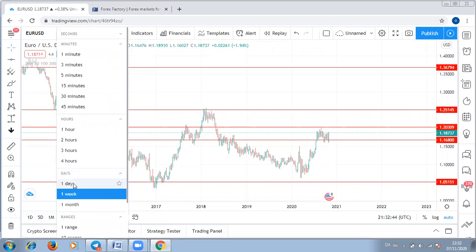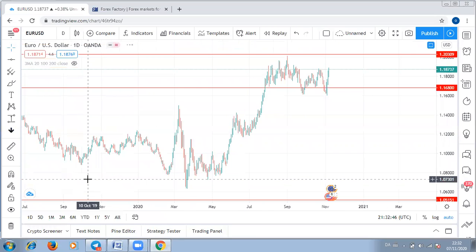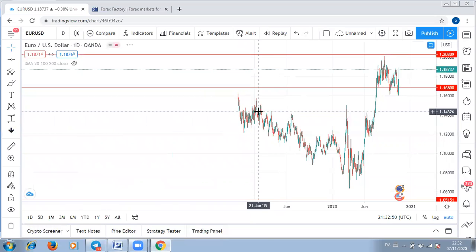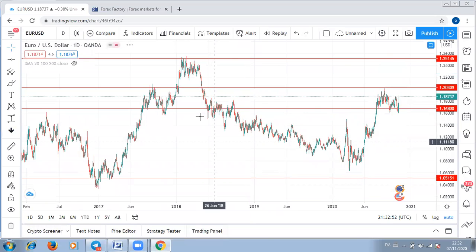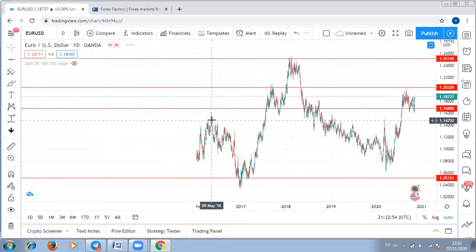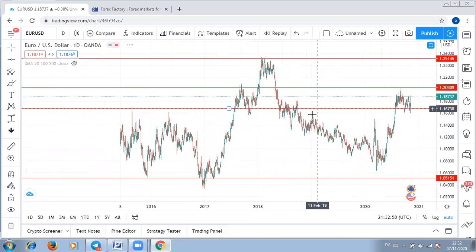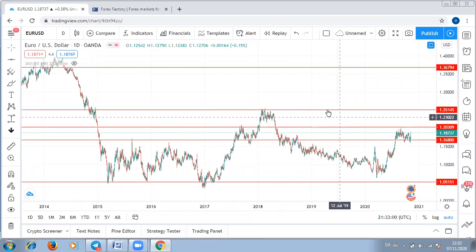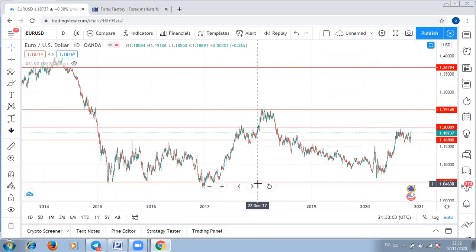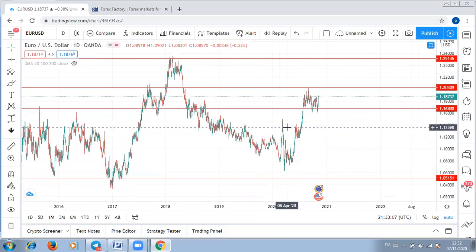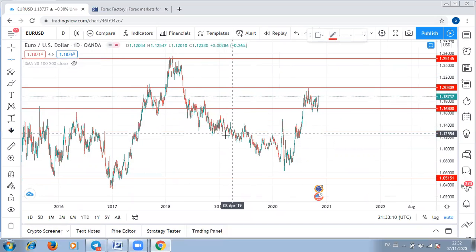So the daily time frame. On the daily time frame, I like using a different color to show me my support and resistance levels. But from the look of things, we've covered most of the important levels, although we might be looking at this level here from the daily time frame.